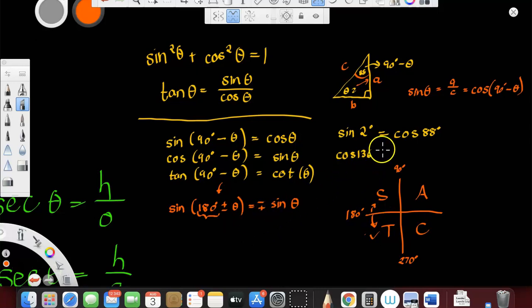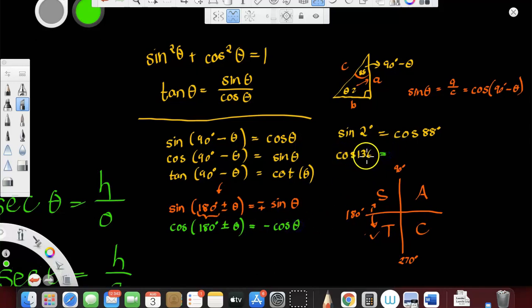Now if we choose a different one, let's say cos of 180 degrees plus or minus theta. If it's plus theta, then it is here on this side, and there cos is negative. If it is minus theta, it is here in the second quadrant, and cos is still negative there. So either way, cos of 180 degrees plus or minus theta is minus cos of theta. And here's a good example of that.